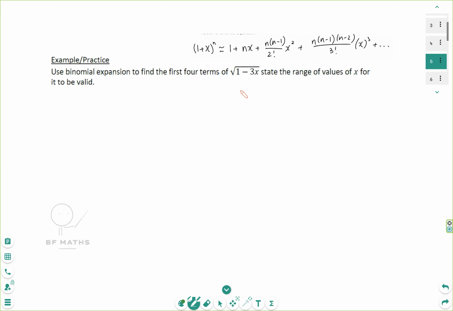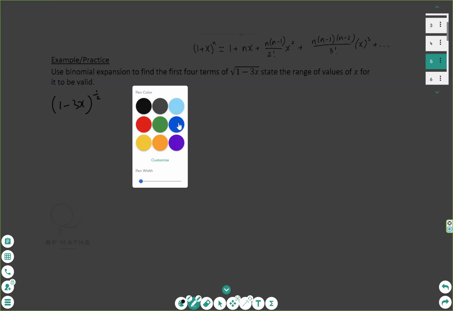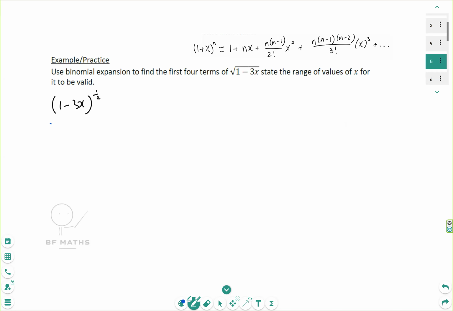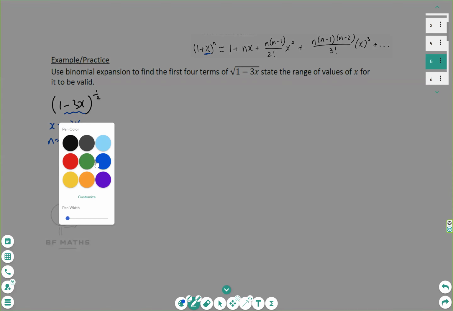Right, example practice. If you're confident in what I just taught you, you can have a go at this one, okay? But if you're not, I'll go through it with you as an example. So I'll rewrite (1 minus 3x) to the power of a half, right? So now what I want you to write down is the value of x in here is minus 3x, because the x term represents everything after the 1. The n will be a half. Okay, so let's apply the formula.